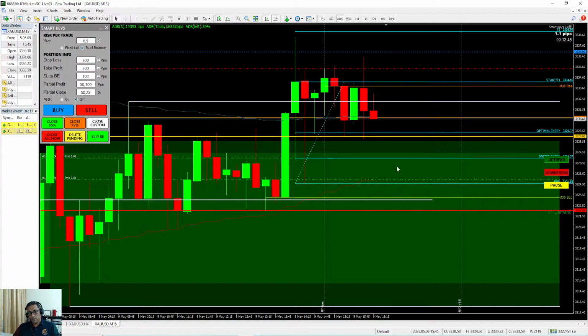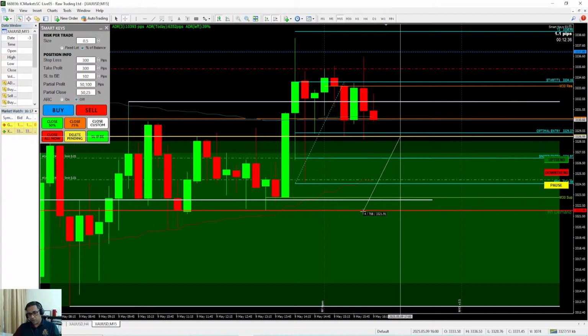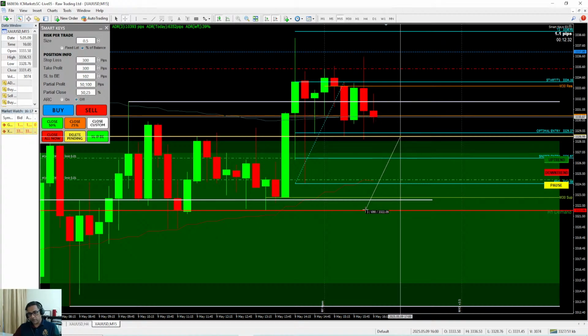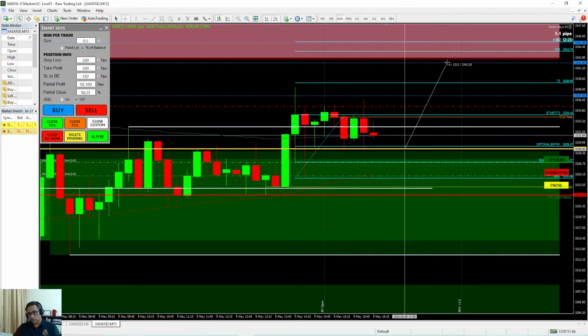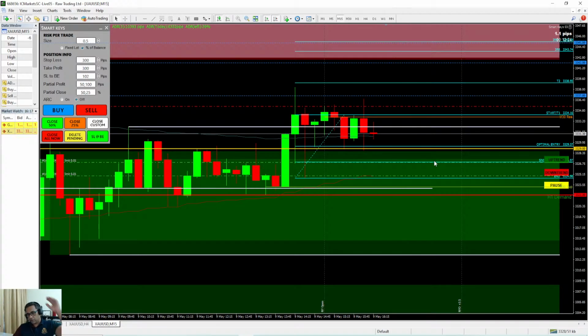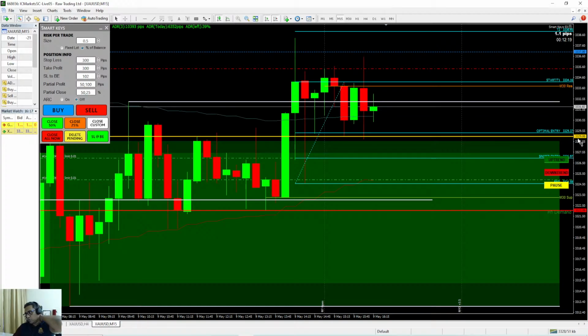If you are in these buys, this is where you manage risk. 3322 is where you manage risk. So if you've taken your order here, that's about a 65, 70 pip risk. Yeah, it's about 70 pips, and you're looking to get about 130 there. Almost 2 to 1.